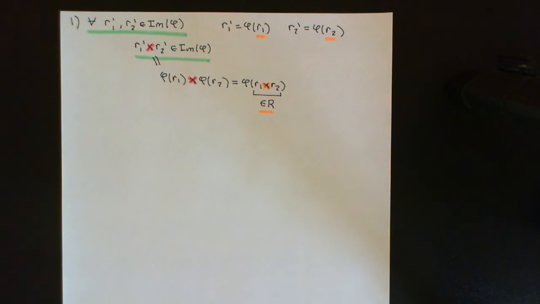Next axiom is multiplicative associativity. We don't need to worry about that for the same reason as we don't need to worry about additive associativity. Okay, if it's true on the larger ring, it will always be true on the restricted down ring.